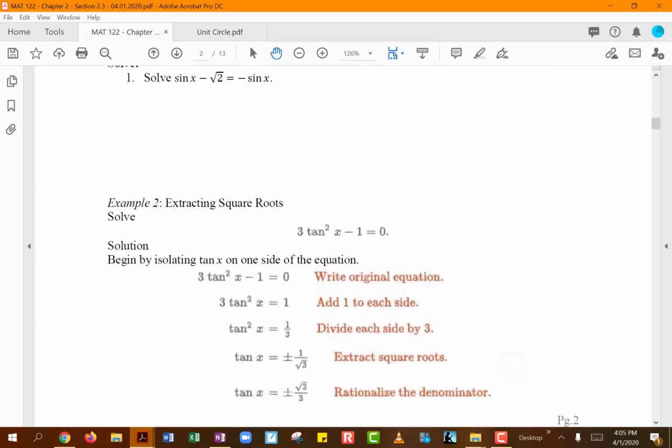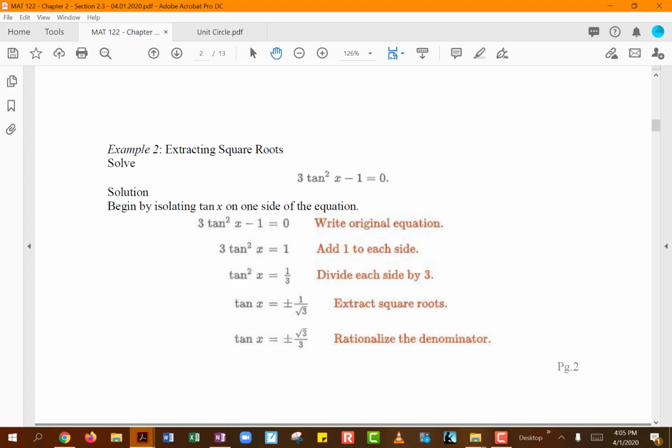All right, let's take a look at this next example. They're talking about extracting square roots. So again, the first thing we want to do is get our tangent function by itself. So start by moving that 1 to the other side. We add that 1 to both sides, and then of course we'll divide everything by 3, which ends up giving you tangent squared of x equals 1/3, right?